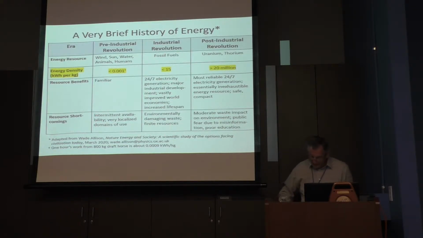Okay, so this slide gives you a very brief history of energy. It highlights the types of energy resources, their energy densities, and some general associated benefits and shortcomings of each of three historical energy eras: pre-industrial revolution, the industrial revolution, and of course the post-industrial revolution. And the key here is the energy density, which is highlighted. All three of these are given in kilowatt hours per kilogram. And the energy density of available resources is key to understanding the evolution of human civilization.